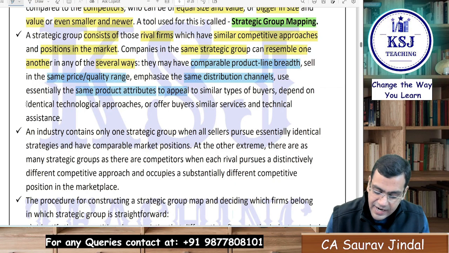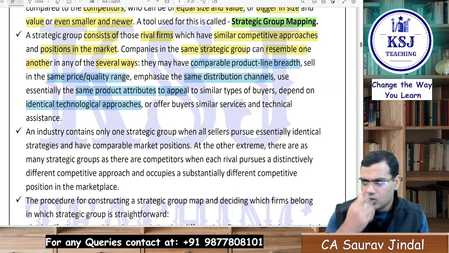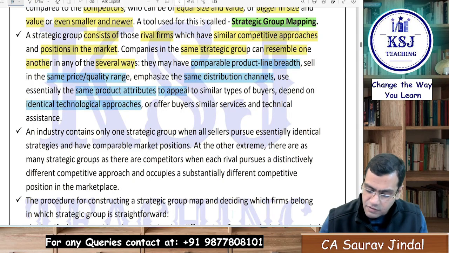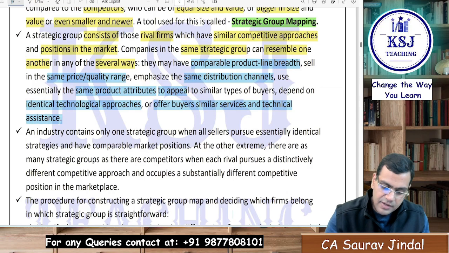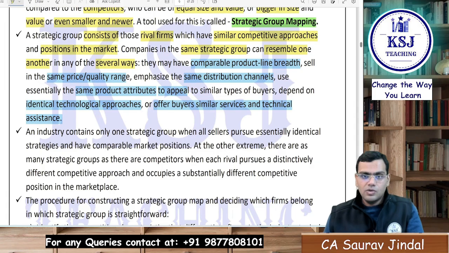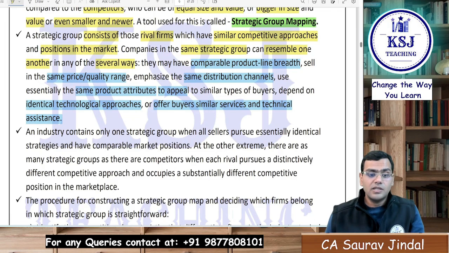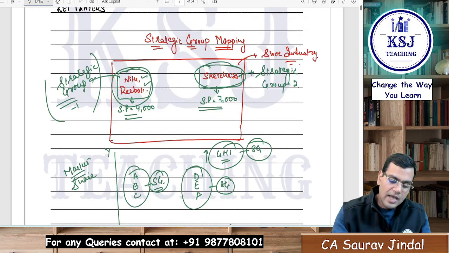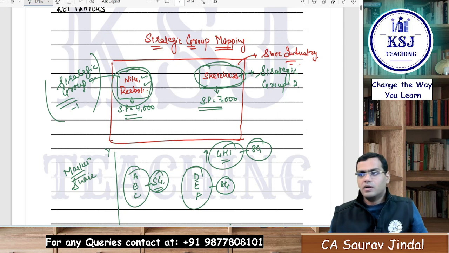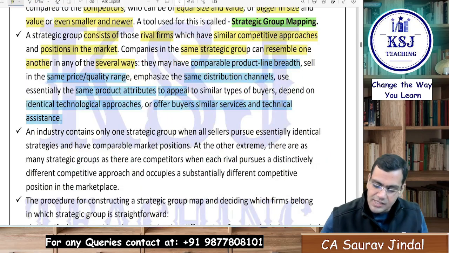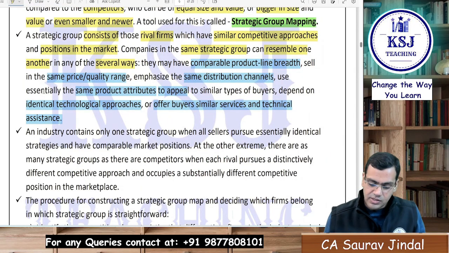They depend upon identical technological approaches, almost the same technology, and offer buyers similar services and technical assistance, right? So similar things make one strategic group. They compete with each other. They are competitors, like Nike and Reebok. They will be similar to each other on various aspects, right? So these are the aspects that we have discussed.